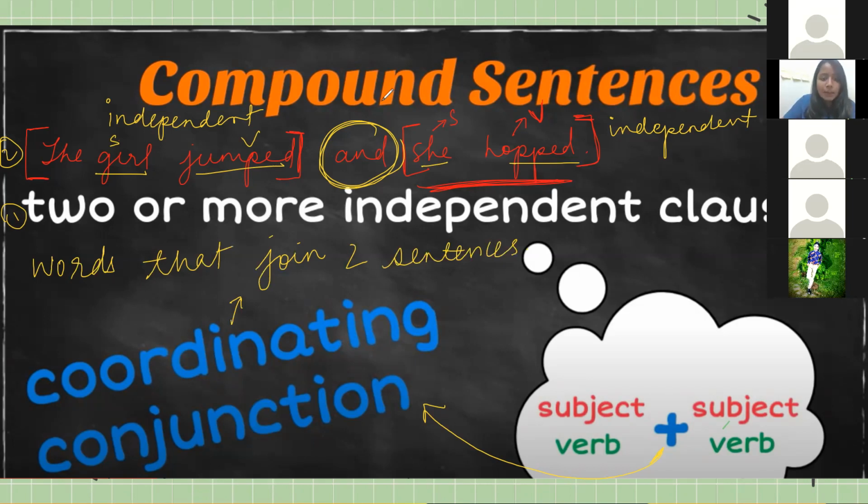For example, here, what is the conjunction? And. Okay. We will see what these conjunctions are. Okay. There are only some types of conjunctions. Not all words that join two sentences are conjunctions. Have you taken a screenshot here?